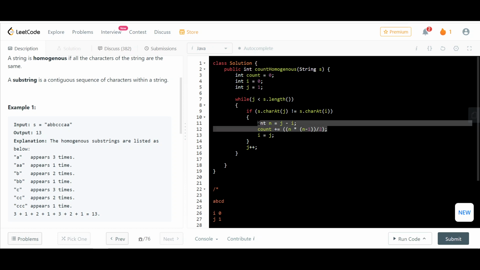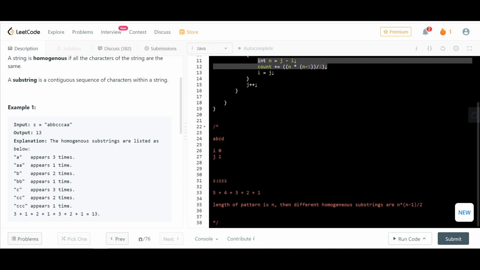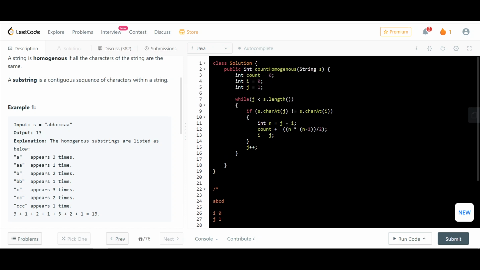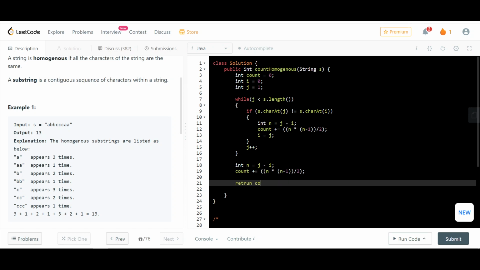One more time, like a case of all z, right? So everything will match. Your I will be 0, your j will be 0, 1, 2, 3, 4. J will be 5, right? Because you'll come out, j will be 5. So you do this one more time, essentially, outside the while loop as well. And then you just return your count.